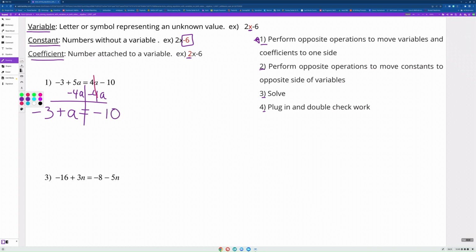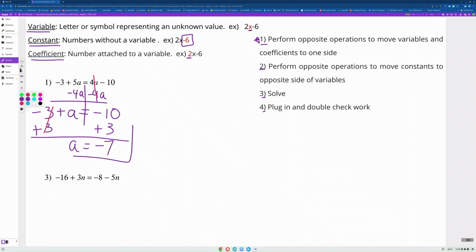So after this, I need to go ahead and move my constant, which is going to be my negative 3, to the other side. In order to do that, I have to add 3 because it's the opposite of subtracting, or it's an opposite of a negative. Once that happens, my 3's are going to cancel, and I'm left with a equals negative 10 plus 3. That's going to give me negative 7.